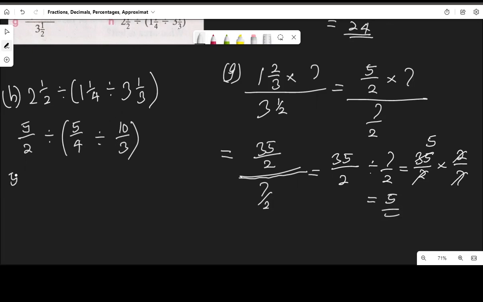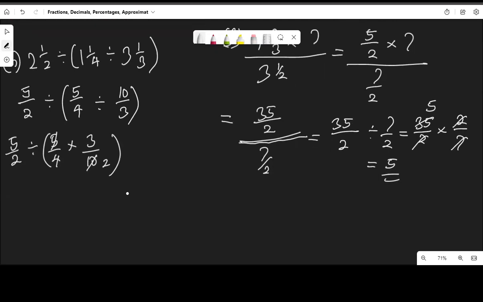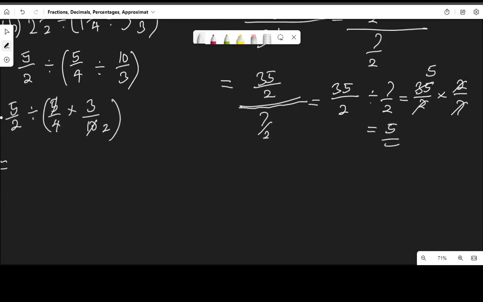So we'll have 5 over 2 divided by 5 over 4 times 3 over 10. Reducing this fraction, 5 here 1, 5 here 2. So we'll have 5 over 2 divided by, 1 times 3 is 3. 4 times 2 is 8. Okay. So the expression in bracket gives us 3 over 8.